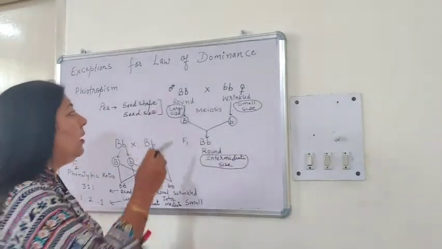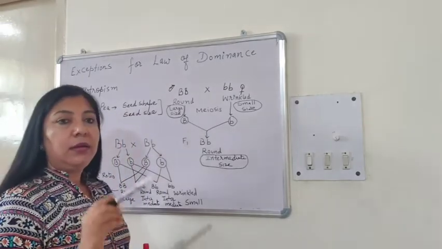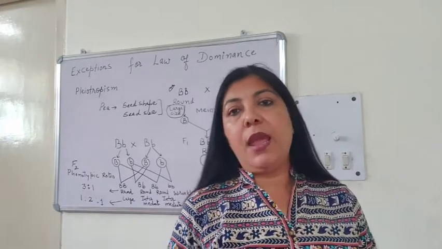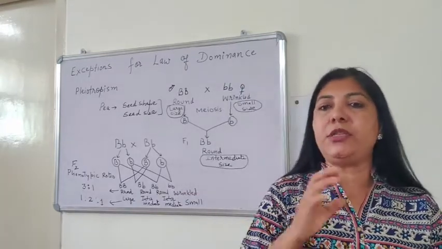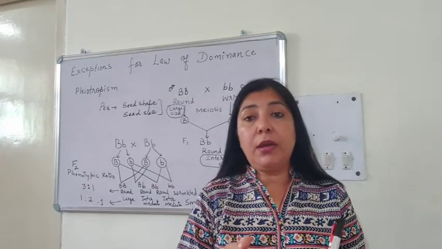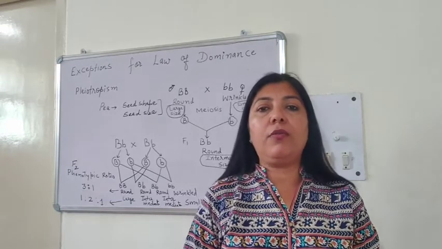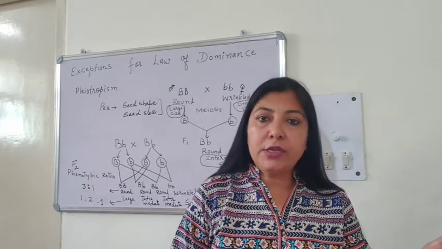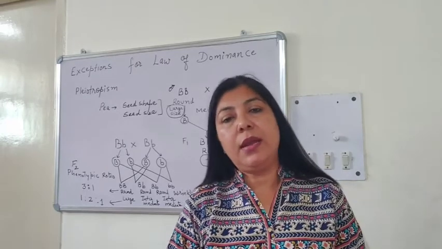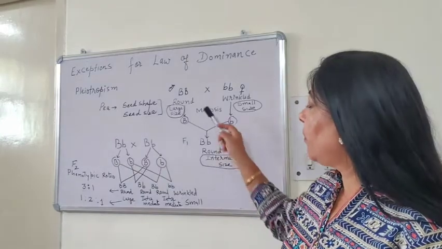Let's see. In case of the pea plant, the seed size and seed shape are controlled by the same gene. And both the phenomena don't show the similar law of dominance. One feature shows complete dominance and the other feature shows incomplete dominance. Let's see through the cross.